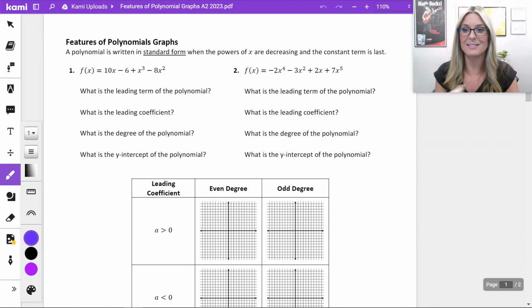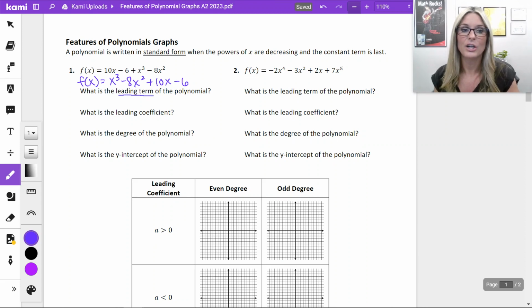So let's first review that polynomials are written in standard form when the powers of x are decreasing and our constant term is last. This is what you're used to seeing when presented with a polynomial or working with a quadratic. So number one, f of x equals 10x minus 6 plus x cubed minus 8x squared. First, let's talk about putting it into standard form. So f of x equals, highest degree or exponent first, x cubed, and working our way down, minus 8x squared plus 10x minus 6. Now it's written in standard form, and we can answer the rest of these questions.